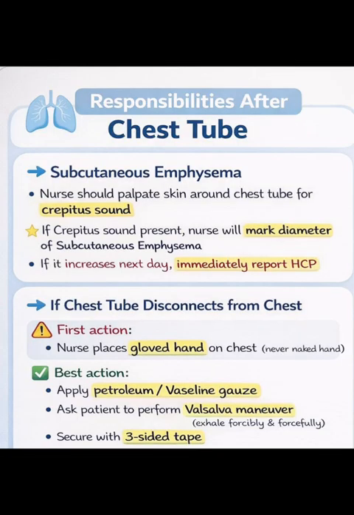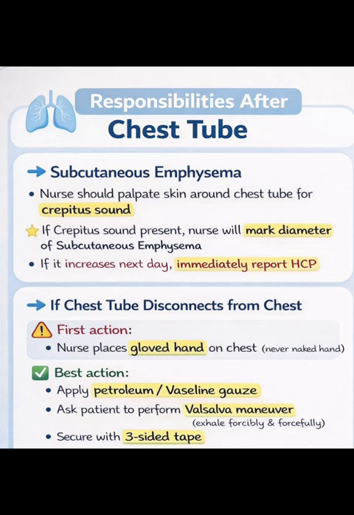Responsibilities after chest tube insertion. At the place of chest tube insertion, it may cause subcutaneous emphysema. The nurse should palpate the skin around the chest tube for crepitus sounds. If crepitus sounds are present, the nurse will mark the diameter of the subcutaneous emphysema. If it increases the next day, immediately report to the HCP.